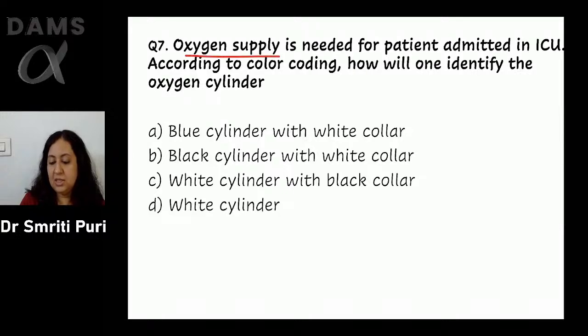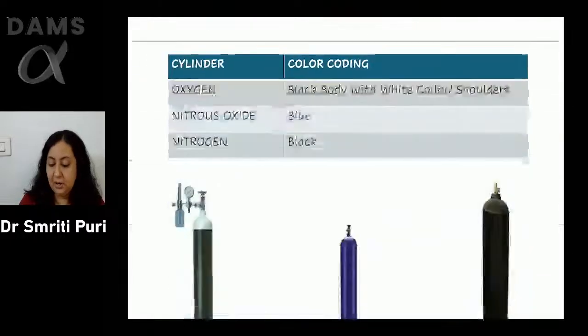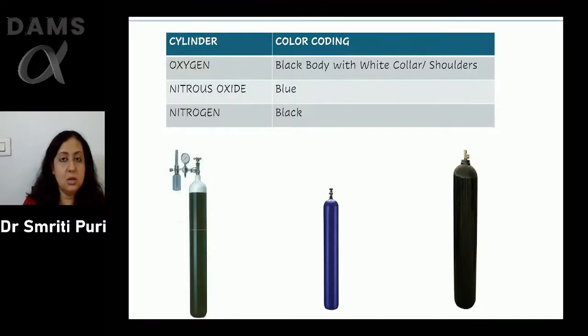So an oxygen cylinder is always a black cylinder with a white collar. This is how an oxygen cylinder is identified in the hospital. Now, just have a look at these three cylinders. An oxygen cylinder is a black body with a white collar or white shoulders. Nitrous oxide is a blue cylinder and nitrogen is a black cylinder. Please remember this. This is very important.